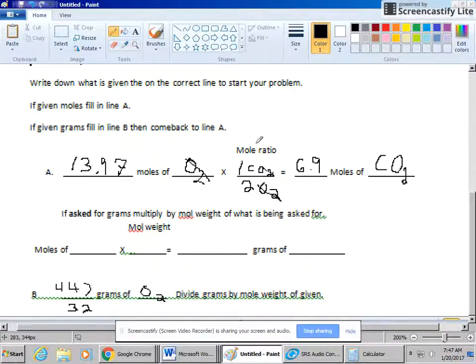Does everybody see how I did that? The first thing we did was divide our grams by our mole weight of O2. Then we put that into line A. So now we have 13.97 moles of O2. We cancel out our O2, leaving CO2. Then we just divide through. 13.97 times 1 divided by 2 is 6.9 moles of CO2.